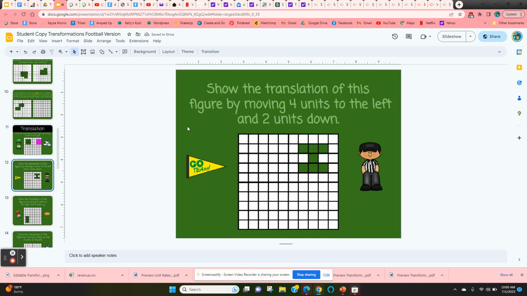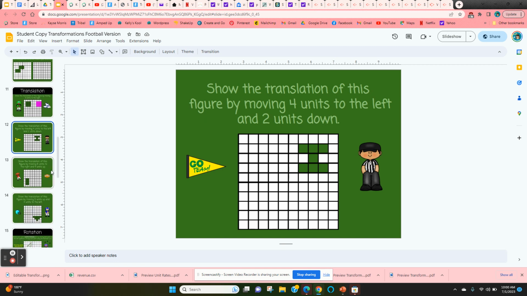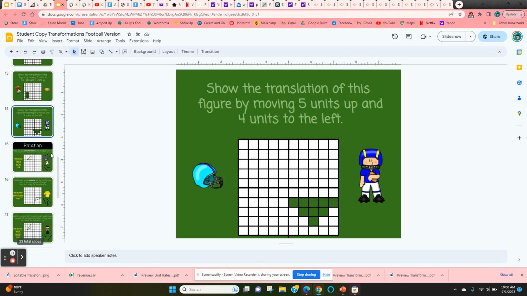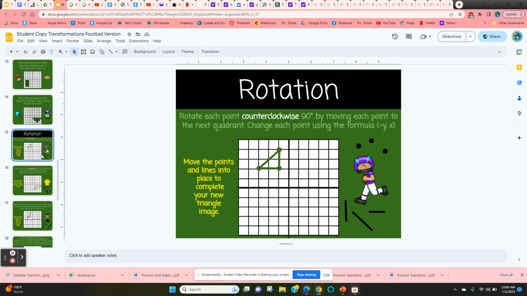And then a little bit more difficult figure. This one, they're two movements. They're going to translate 4 units to the left and then 2 units down. Same thing on the next 2 slides, just different figures. Then we move on to rotation.